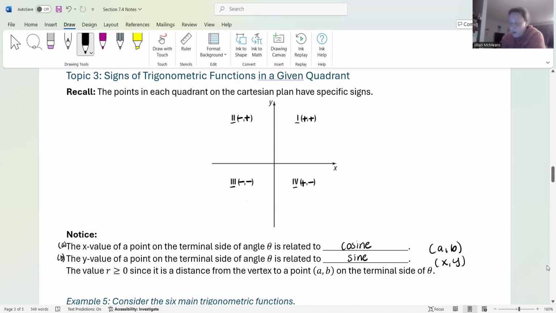Now, I think I have a typo here. This should really just say that r is greater than 0. So fix that, okay? So r is greater than 0, okay?